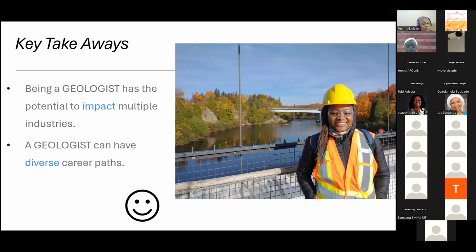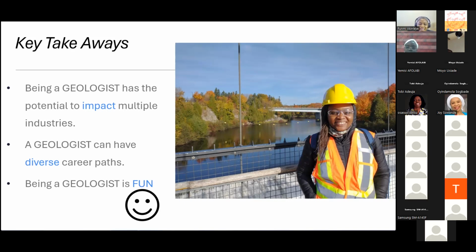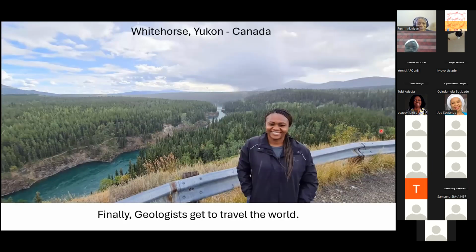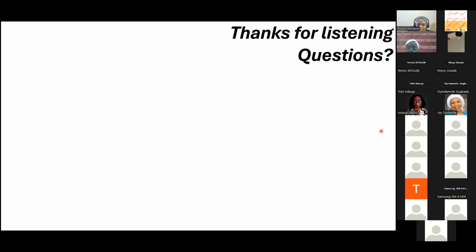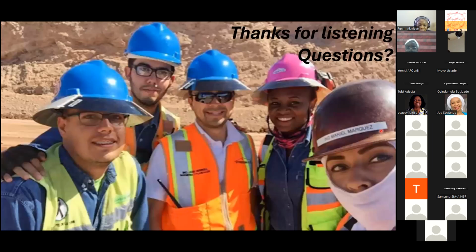Also, a geologist can have diverse career paths. So you can choose to start somewhere and move to another place. And it's easy. Why? Because you have the basic knowledge. Also, being a geologist is fun. One other thing I think is important to say is if I can, then I think you definitely can as well. Last thing, geologists get to travel the world. So being a geologist will take you lots of places. And so with that, I come to the end of my presentation. Thank you. Any questions are welcome.